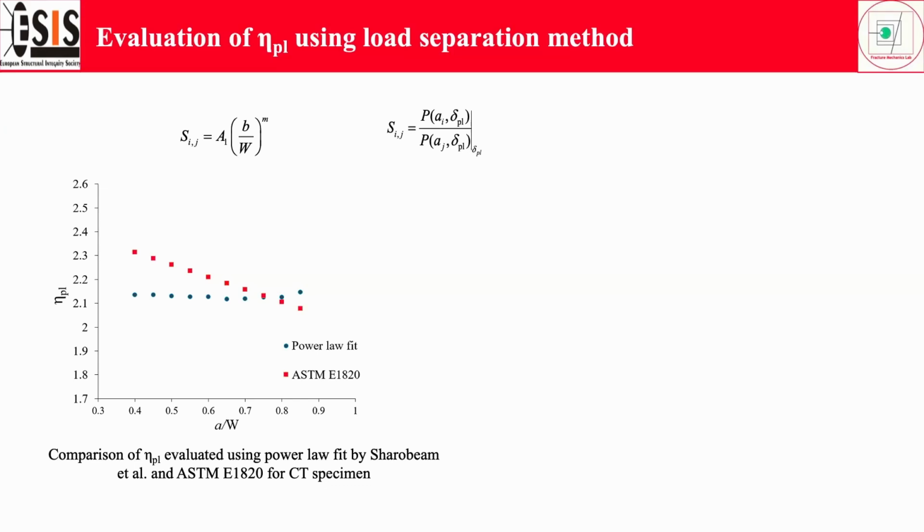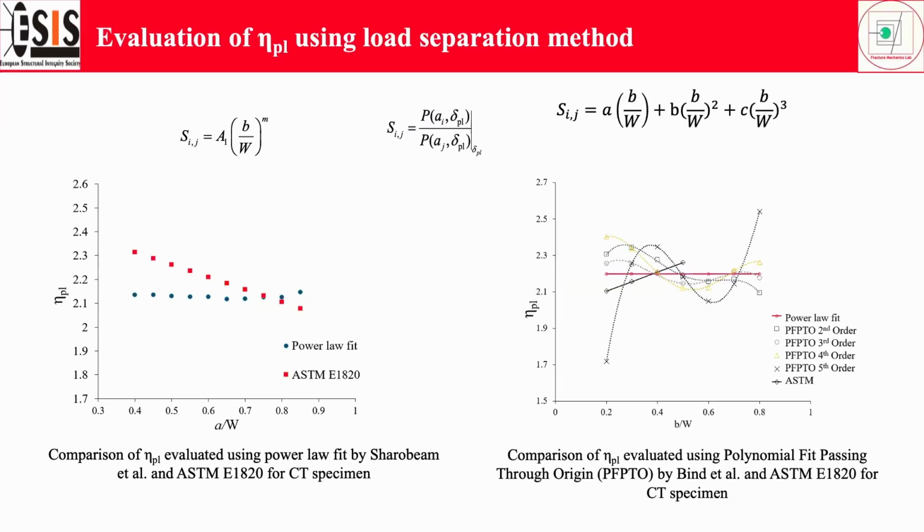But if we look into the ASTM standard, the value of the eta factor is varying. So we have to modify this. Some modifications were done by Bain et al. In the first case, the power law fit was taken, but in this case, the polynomial fits were taken, in order to find out the value of the eta factor.